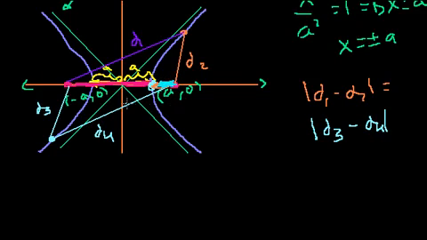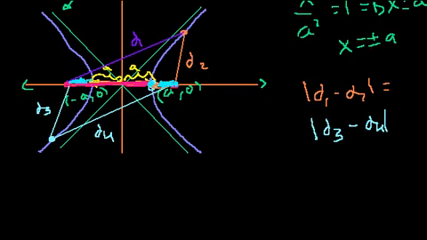This light blue distance is the same. The distance from the leftmost point of this rightward opening hyperbola to this focus is the same as this distance, because the hyperbola is symmetric around the origin, or the focal length is the same on either side of the center of the hyperbola, depending on how you view it. But I think that's not too much of a stretch of a statement for you to accept.